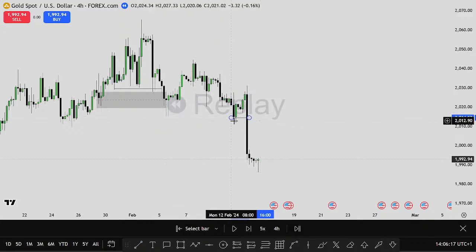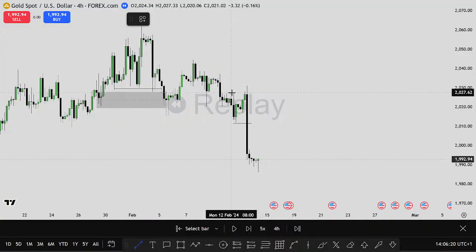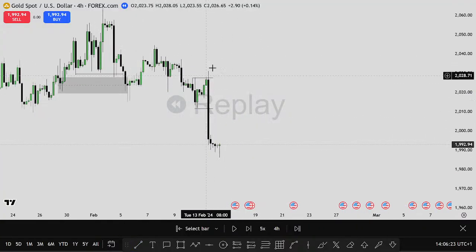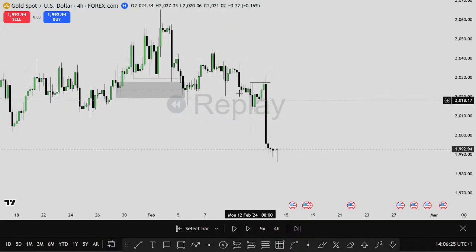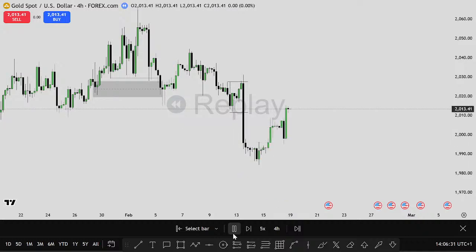Another break of structure here. Simple liquidity is here. So this structure should hold. This particular structure should hold here. Let's see how it goes. Trades into the fair value gap.